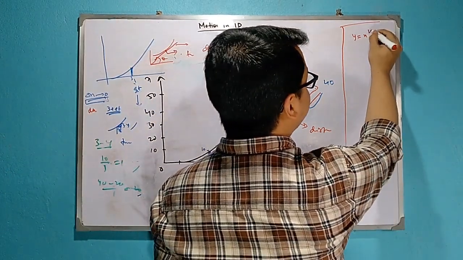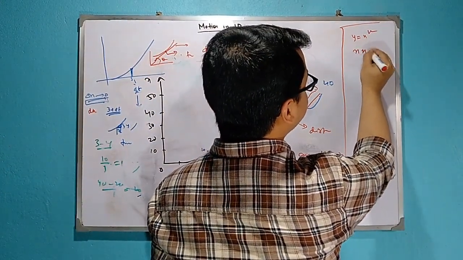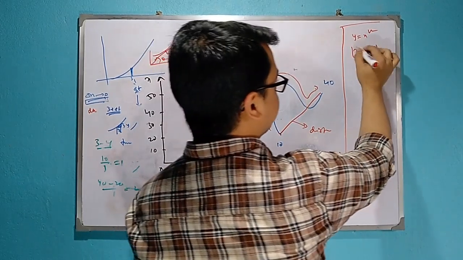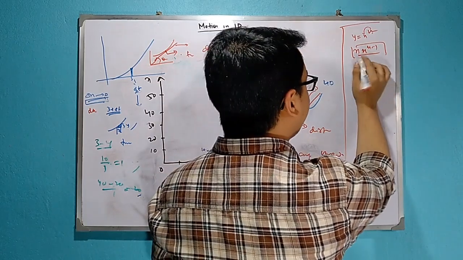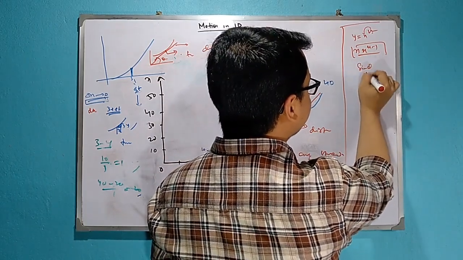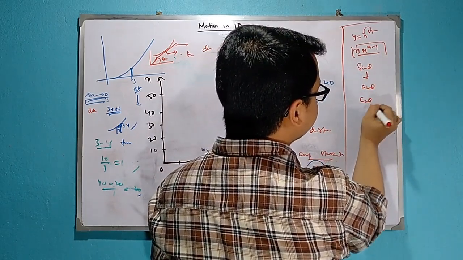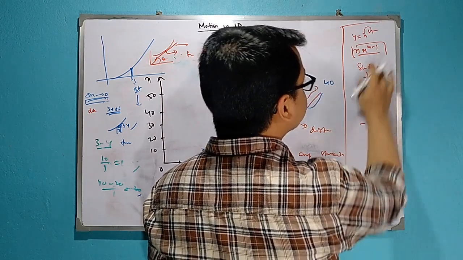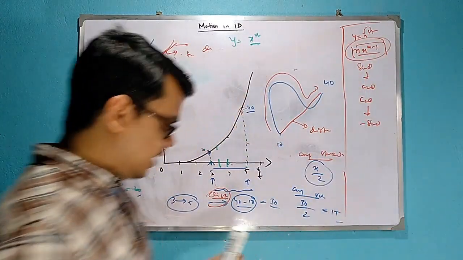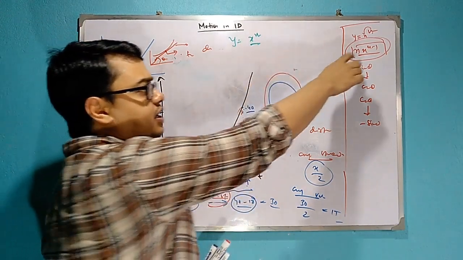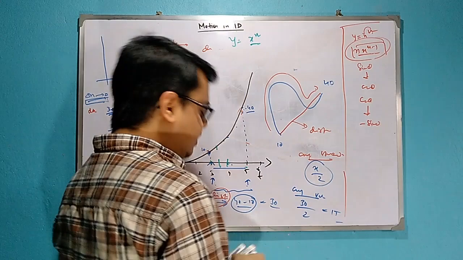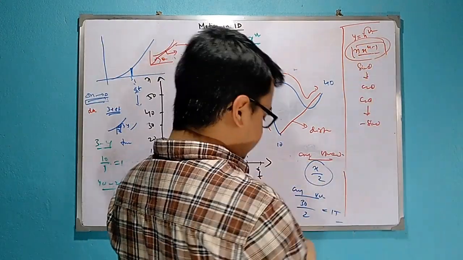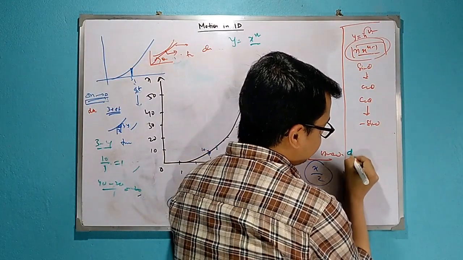Suppose a function is x to the power n, its derivative will be n into x to the power n minus 1. Just remember this one. The n will come in front and the power will decrease by one. Again, the derivative of sin theta is cos theta, and the derivative of cos theta is minus sin theta. This formula will be applied in 90% of cases. Just remember this one, and we'll write it here as d/dx.